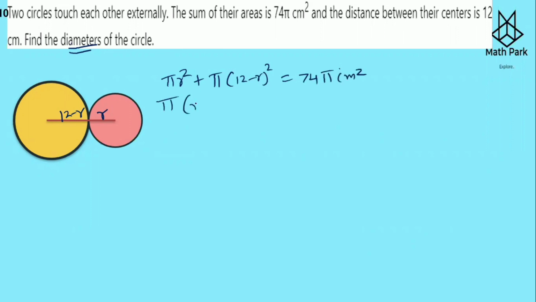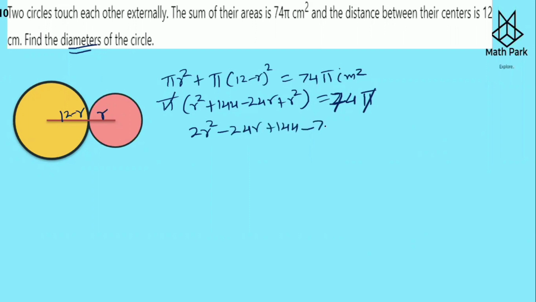Taking pi common, we have R square plus expand this. This pi has gone. 12 square is 144 minus 2ab, 2 times 12 is 24R, plus b square, that is R square, is equal to 74. This pi got cancelled. R square plus R square is 2R square minus 24R plus 144. This 74 goes here, minus 74, is equal to 0.